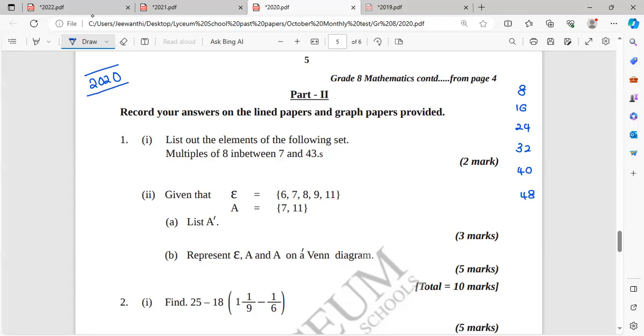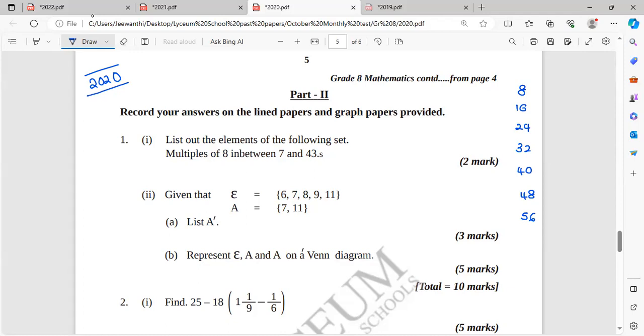So these are the values. Then the 56, these are the values that I just wrote down from the multiplication table for the 8, right? The 8, 16, 24, 32, 40, 48, and 56.